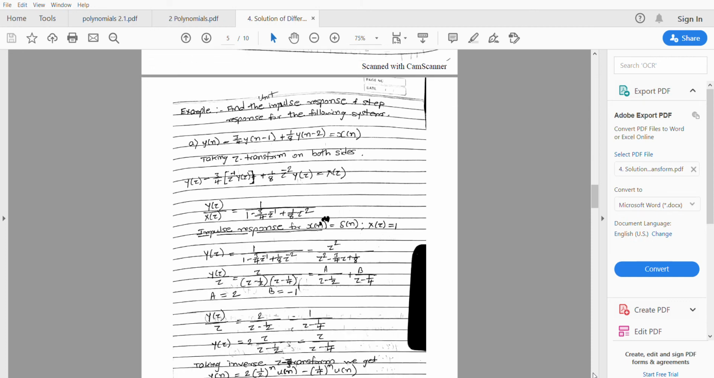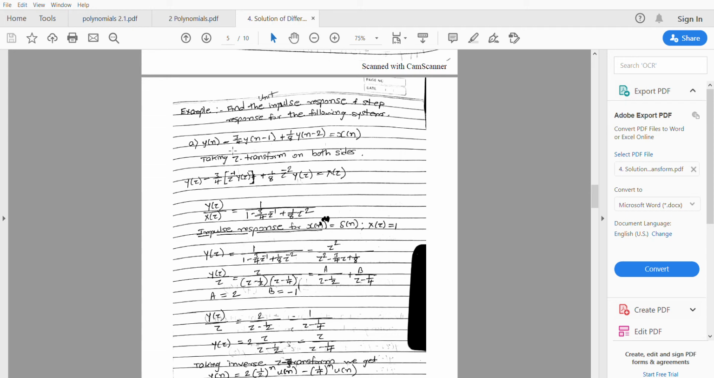Now this is the next pattern. Find the unit impulse response and step response for the following system. That means we have to find the unit impulse signal, which is delta, and the step, which is u of n. So two inputs are given. The first input is the unit impulse and the second input is the step. This is the difference equation given, in which x of n is the unit impulse and then the step.